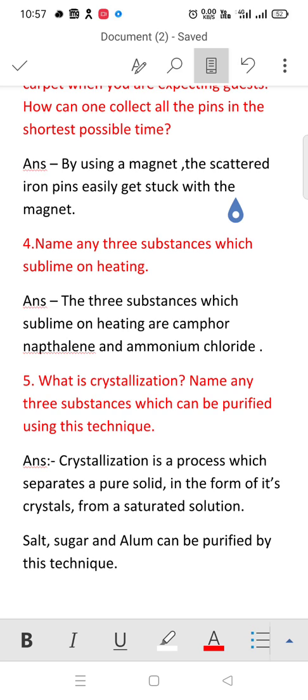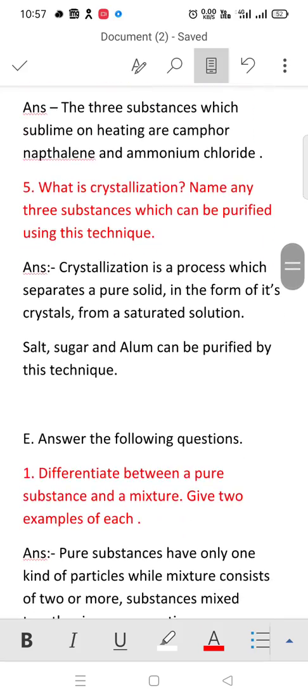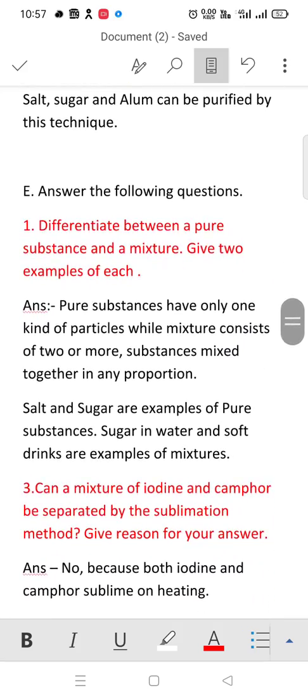Crystallization is a process which separates a pure solid in the form of its crystals from a saturated solution. Salt, sugar, and alum can be purified by this technique. Answer the following question. E part. The first question is differentiate between a pure substance and a mixture. Give two examples of each.